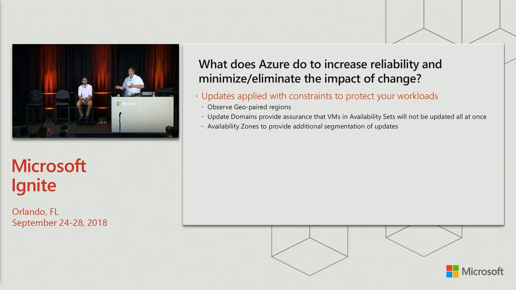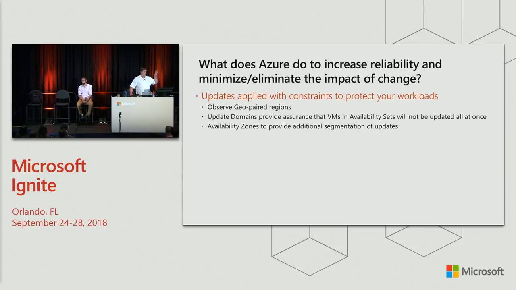So update domains provide the assurance that when you're using an availability set, we're not going to take the entire fleet of VMs that you have offline, because they're in a container that has what they call update domains. So we'll only update one or two potentially if you have a whole lot of VMs in that availability set. We will manage that, and that's a constraint that gives you assurance that we're not just going to reboot everything at once.